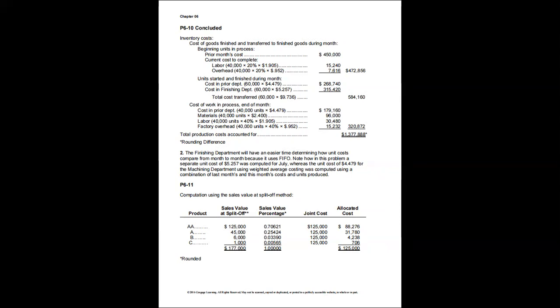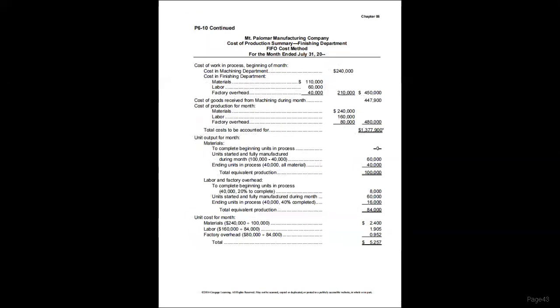So the work in process at the end of the month is cost in prior department, 4.479. Material cost in this department, 40,000 times 2.4 fully applied. Labor is only 40% and factory overhead. So the rounding off difference, we have the total cost accounted for. Actually, there's a difference of 12.